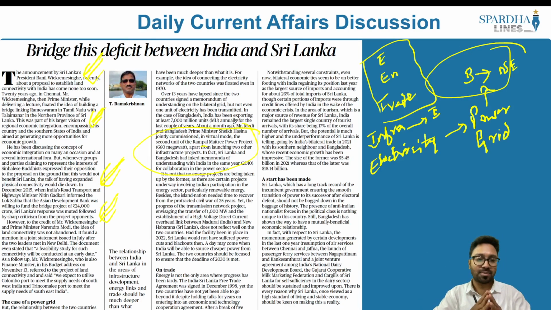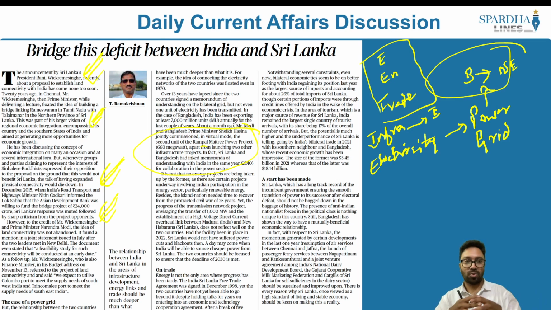So the author in this particular case says, in Bangladesh we have been able to do so. We have been able to establish an energy grid, a power grid. But this is not the same with respect to Sri Lanka. Despite having talks from 1970 that we have to create a power grid so that there is no power crisis in Sri Lanka. Recently, if you remember, there was a lot of economic crisis in Sri Lanka.